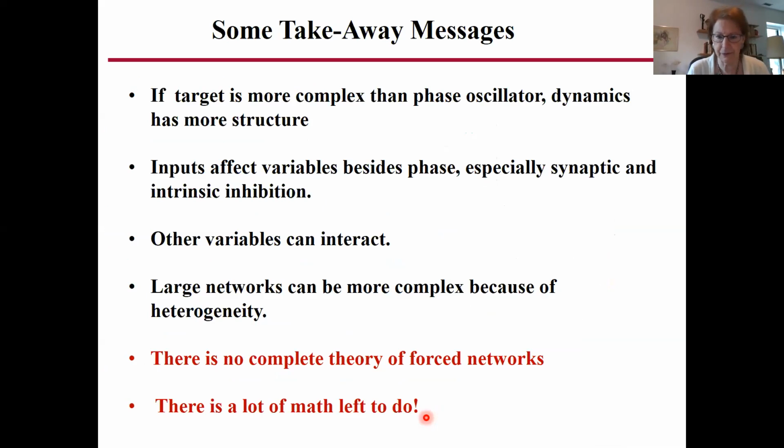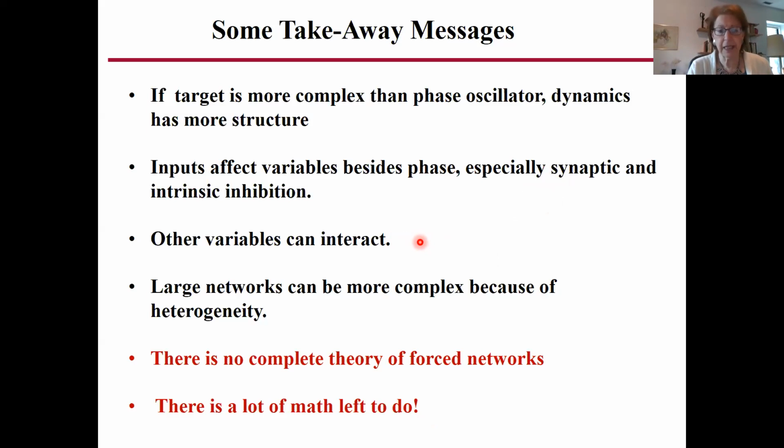So what are my takeaway messages? First of all, as soon as you have a target that's more complicated than anything that's described by phase, like a limit cycle oscillator is, the dynamics of the forced oscillation has much more structure to it. It's not just all over the place, there's real structure, but it goes beyond what we think of as the structure in a phase oscillator. And then there are a lot of other variables besides the phase that are really important. These inputs affect variables besides the phase, especially the synaptic and the intrinsic inhibition. And all these other variables can interact with one another, making it still more complicated.